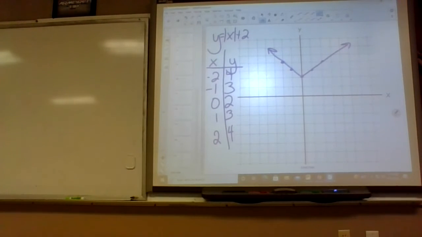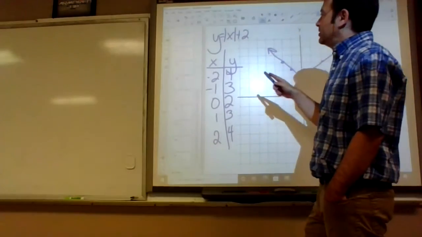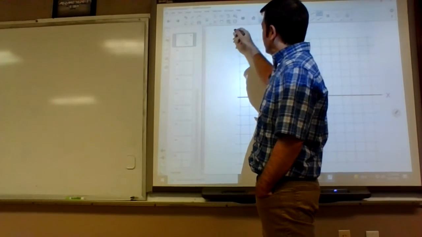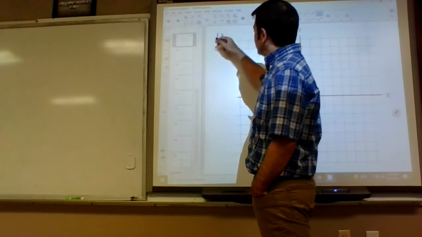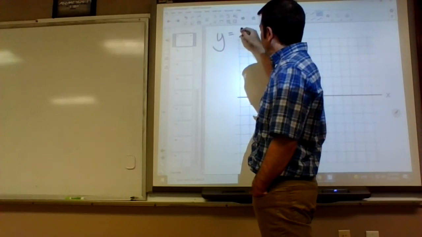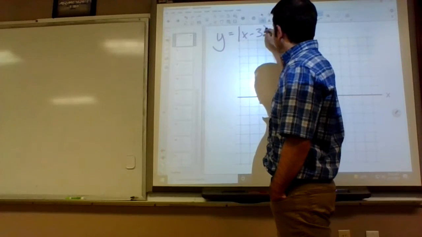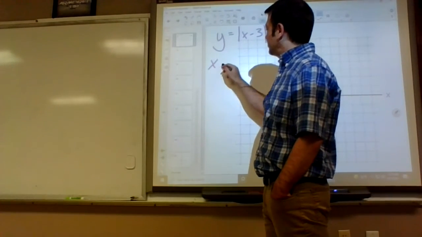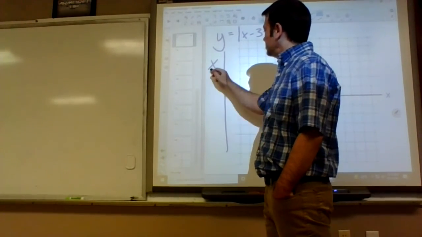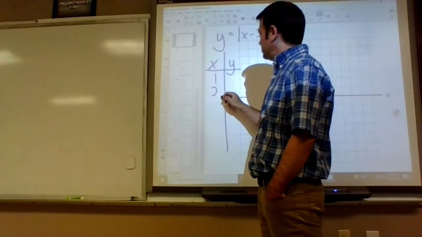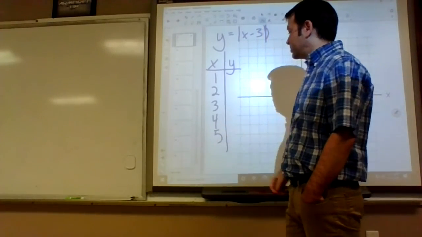Actually, there might be some better ones to use. So on the next problem, do you guys remember what I said that -3 would do inside the absolute value? Move it right. Yeah, it moves it right 3. So since right 3 will be like the middle of the graph, you might want to choose x values around 3. So like 1, 2, 3, 4, 5. Those would be some good x values to use.